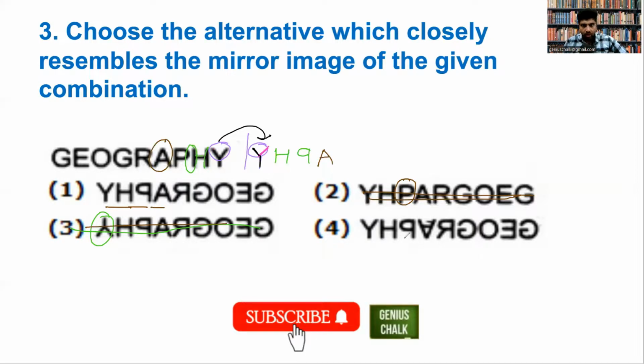There is no problem with A. But if you see the fourth option, the A is here, so the mirror here, it has to be like this. It's not like that. So this option is going to be cancelled. My third answer is option A.